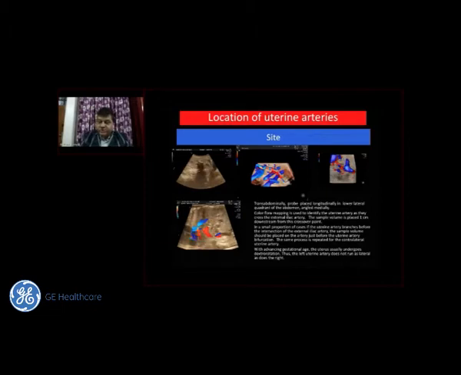Color flow mapping is used to identify the uterine arteries as they cross the external iliac arteries. So please remember, it is the crossing which is important. The sample volume is placed 1 centimeter downstream from this crossover point. So if you see the crossover, try to interrogate the vessel below the crossover point.